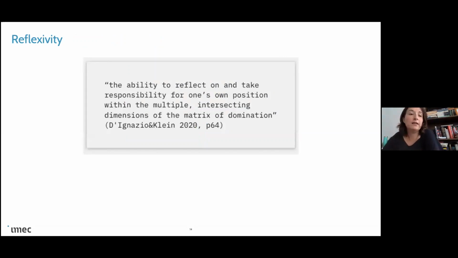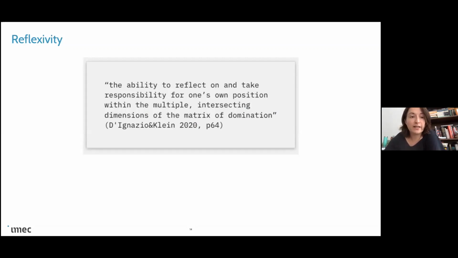And finally, the idea of reflexivity, which is, as D'Ignacio and Klein say, the ability to reflect on and take responsibility for one's own position within the multiple intersecting dimensions of the matrix of domination. Just to give a small example, which would be applicable to me, I am a 30-year-old European woman, and I'm well educated, so I know that certain experiences will not be mine, and I will need to listen to others in order to be able to understand them.